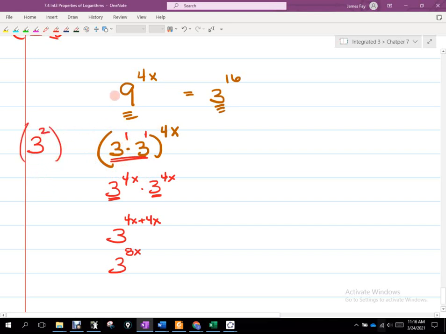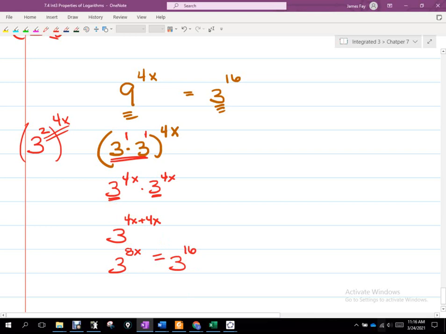So if I write this 9 as 3 squared, I should still have this 4x right there. Does that make sense? And now that's a power to a power. So you multiply the exponents now, and I get 2 times 4x, which is now what? Still 8x. Okay? So either approach is okay. I think the power to a power is better. Okay? So I get 3 to the 8x equals 3 to the 16th.